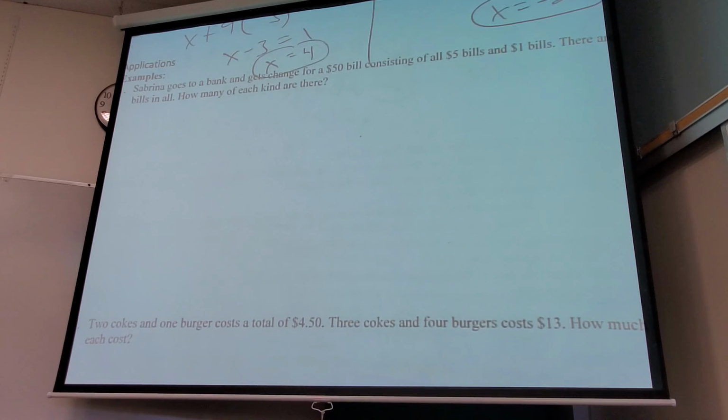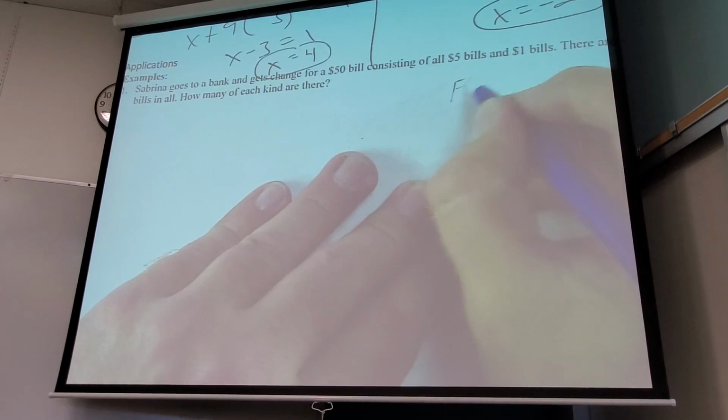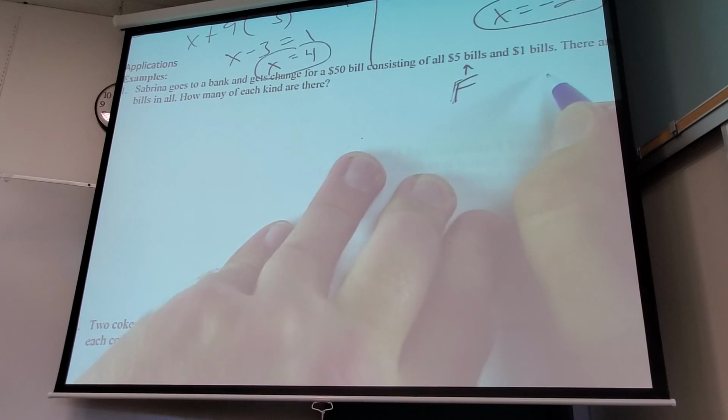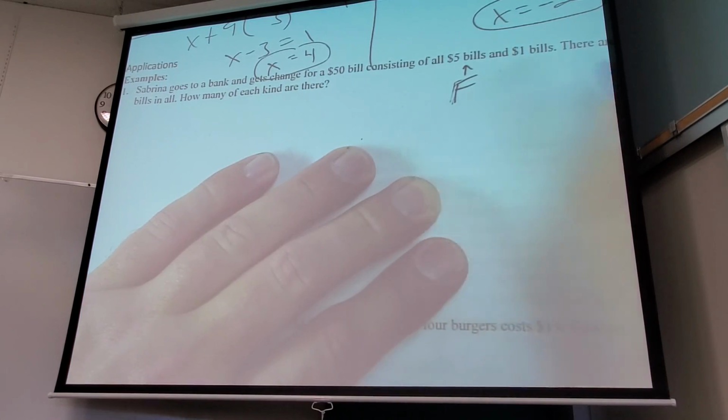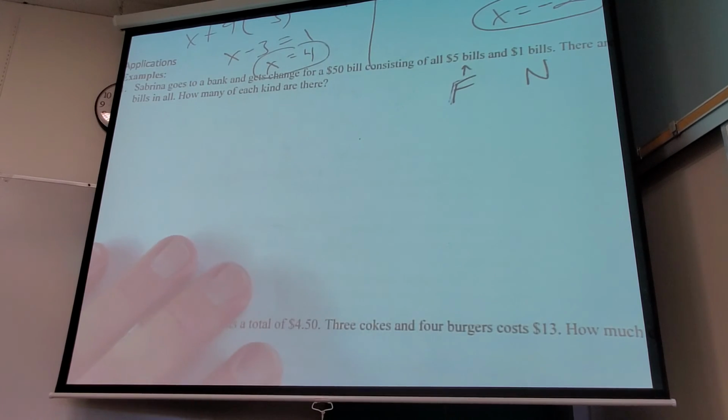So, again, this doesn't always happen, but very often it will. First off, what are my variables going to represent? The kind of bills? Be more specific. $5 bills. We'll call it F, sure. You can call it X, you can call it A, you can call it whatever you want. What about $1 bills? Call them OJ.